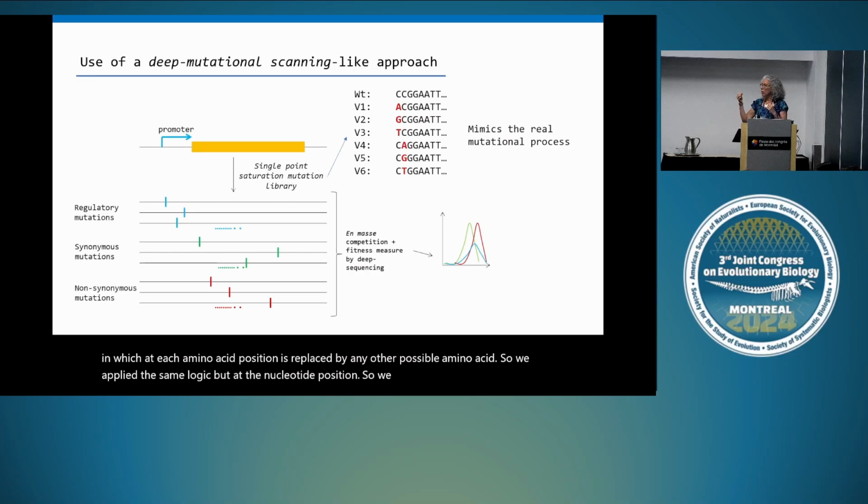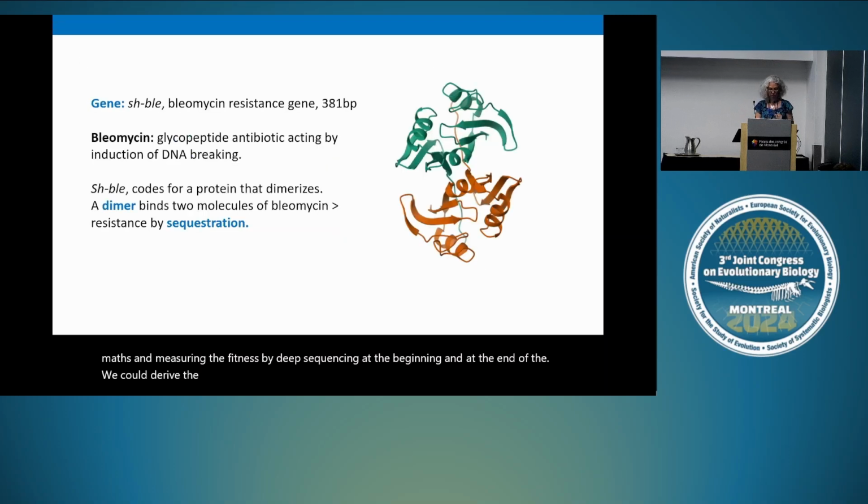We created one single point saturation mutation library, which means that for each nucleotide position, we had variants with the 3 other possible nucleotides. It's actually mimicking the real mutational process. So we had all the mutants that were one mutational step from our wild type sequence. And by doing that on a gene and its promoter, we created a collection of regulatory mutations, synonymous mutations, and non-synonymous mutations. By competing them in mass and measuring the fitness by deep sequencing at the beginning and at the end of the competition, we could derive the distribution of fitness effect.